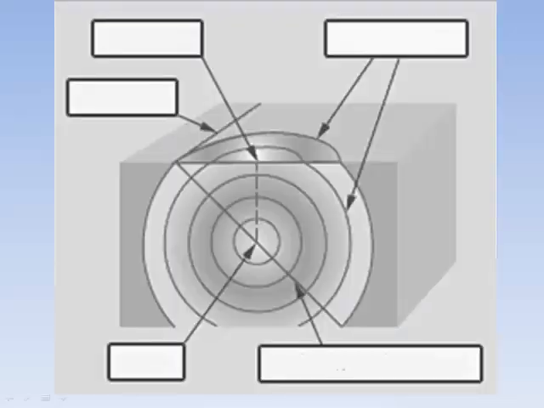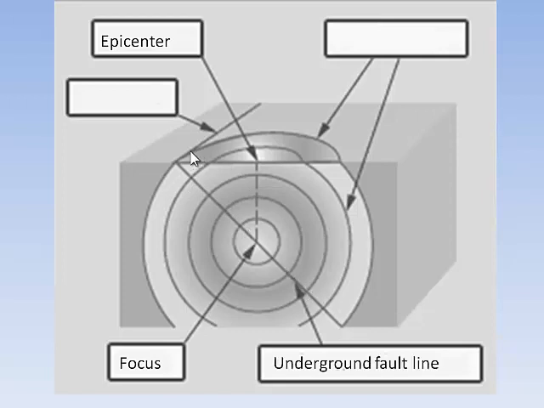Now let's look at this diagram and apply some of the terms that we've learned. Here is where there's been movement along the fault and energy has been released. Now what do we call that? You're right, focus. And then this is a spot on the Earth's surface directly above the focus. We call that the epicenter. This would be the underground line of the fault. This would be the trace of the fault on the Earth's surface if it was visible. And these concentric circles would represent seismic waves moving out from the earthquake.